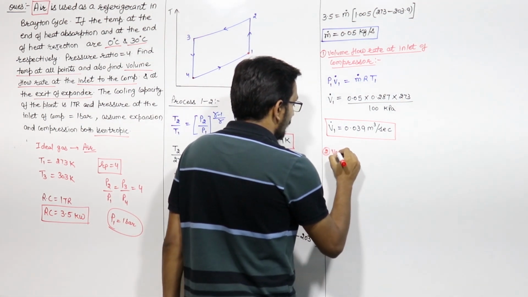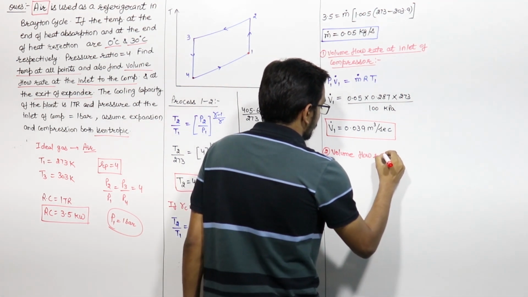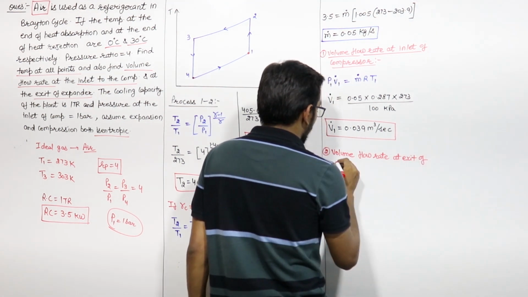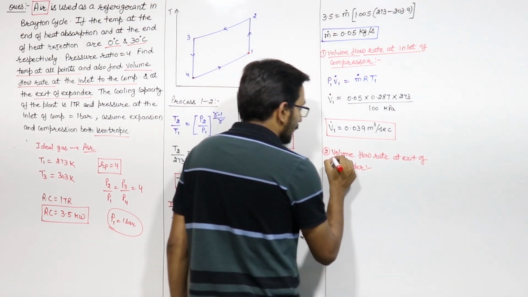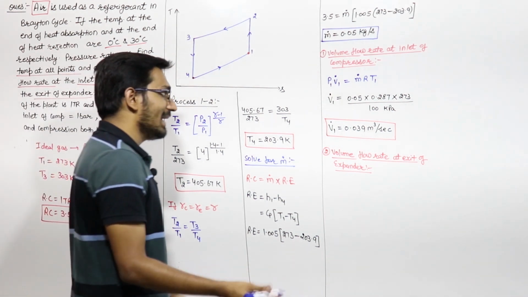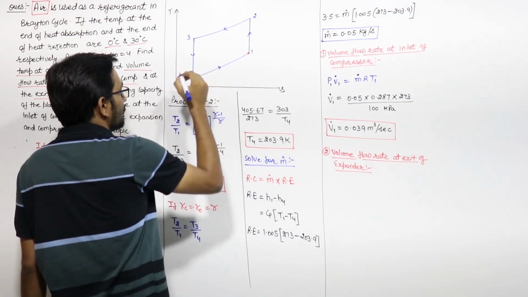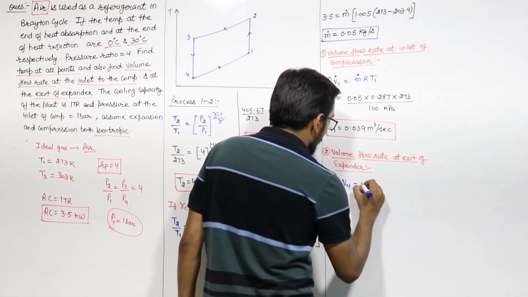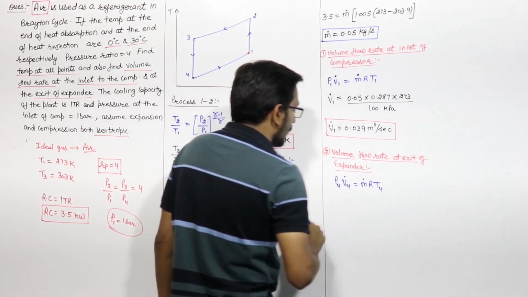Second, we have to find volume flow rate at exit of expander, not compressor. At exit of expander, we have to find this volume flow rate. Again, what we can use? Ideal gas equation, that is at exit of turbine means 4. So this is P4 V4 is equal to, mass flow rate will remain same, m R T4. If I take mass flow rate, then it will be volume flow rate.